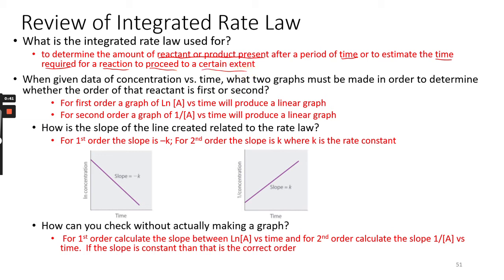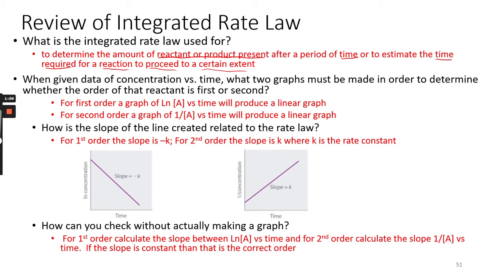When given data of concentration versus time, what two graphs must be made in order to determine whether the order of the reaction is first or second? So the two graphs that you want to make are a graph of the natural log of the concentration of A versus time, and a graph of 1 over the concentration of A versus time.